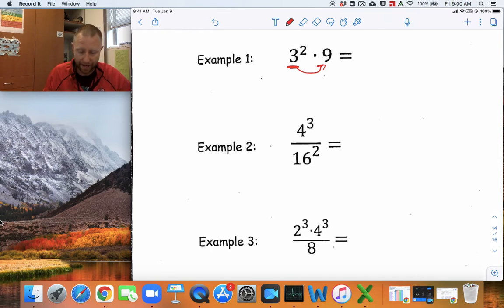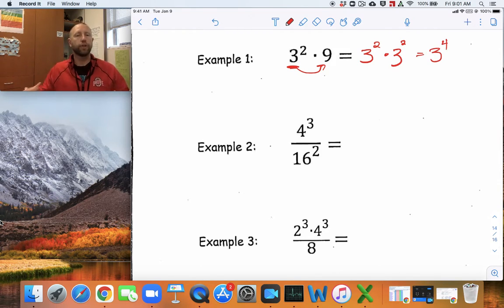3 squared is 9. So really what I could do is keep the first number the same, 3 squared, times, and change that 9 so that it has the same base, 3, and think, well, what do I have to raise 3 to the power of to get it to equal 9? Oh, yeah, it's 2. Now it's just 3 squared times 3 squared, right? And we can apply our product rule that says when I'm multiplying 2 numbers together that have the same base, just add their exponents. 2 plus 2 is 4. So it's 3 to the power of 4, right?